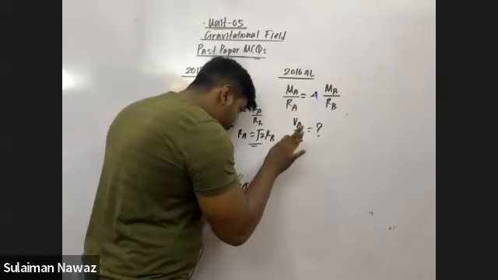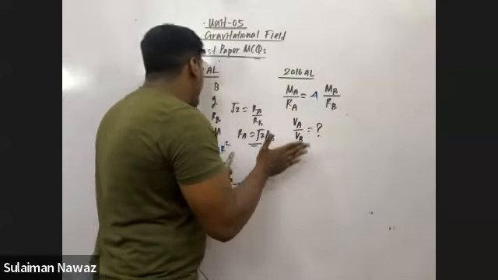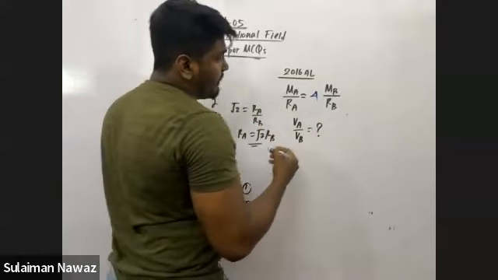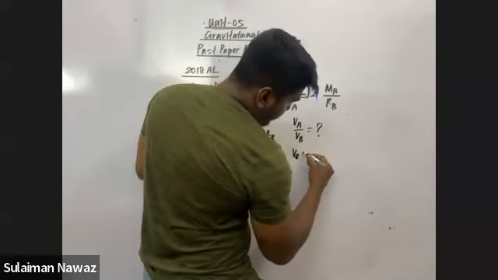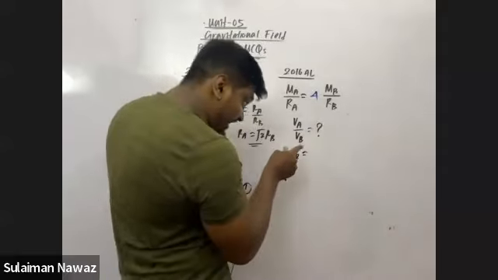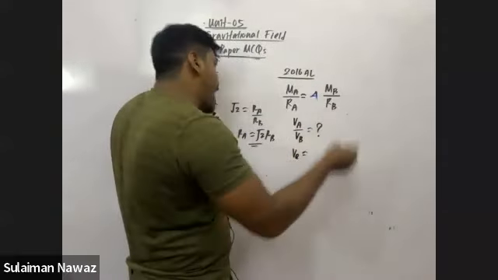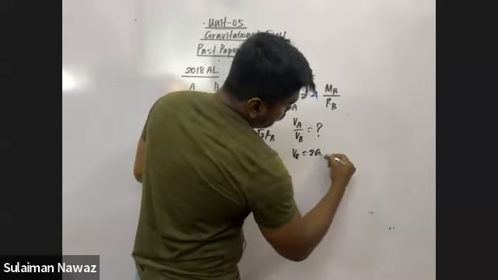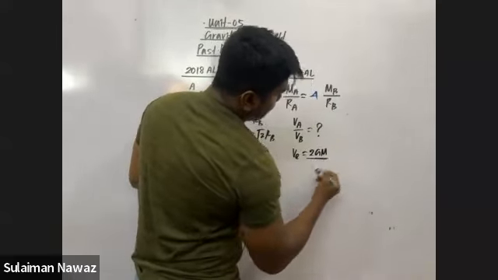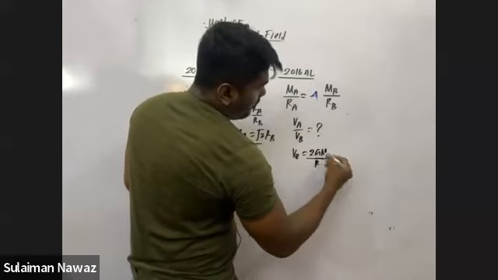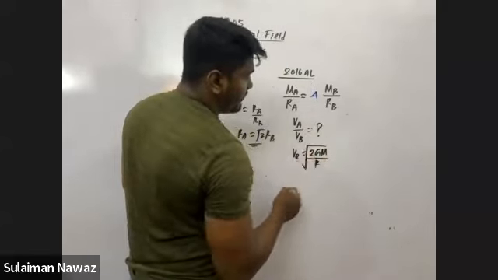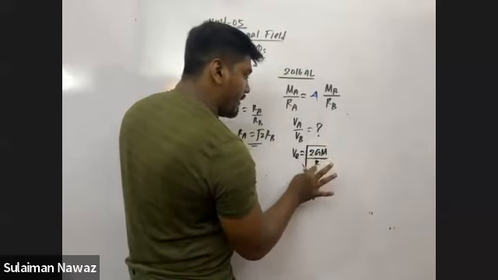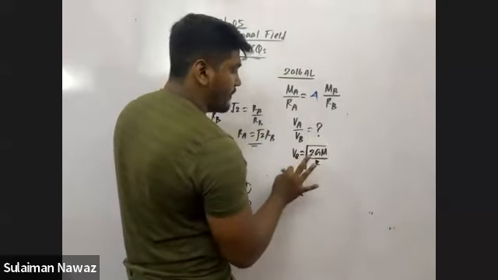When you project the object from the surface of the planet, I'm not going to derive it, but you know the escape velocity equation. If you are projecting the object from the surface of the planet, the escape velocity will be root of 2GM over R. Am I correct?